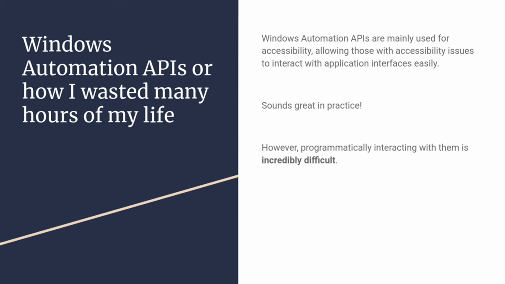A lot of this program is looking at how we can interact with the UIs rather than just doing everything through the command line. The Windows automation APIs are a set of APIs that can be used mainly for accessibility purposes. The general idea is that if you have a screen reader for someone who's hard of sight, then they can have the buttons read out to them and then they can interact that way.